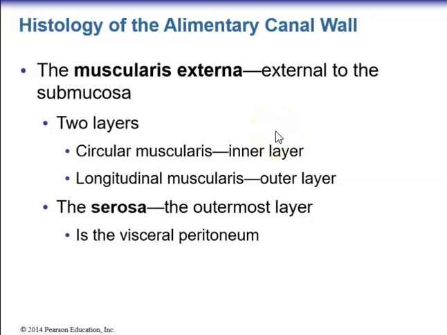This is outside or external to the submucosa, made up of 2 layers. So we have an inner circular layer, also known as the circular muscularis. This is that inner layer. And then we have an outer longitudinal layer, so the outer longitudinal muscularis layer. These layers are layers of smooth muscle, again, that help move food within the digestive system. And then we have the outermost layer. This is the serosa. This is that visceral peritoneum that adheres to the digestive system organs.